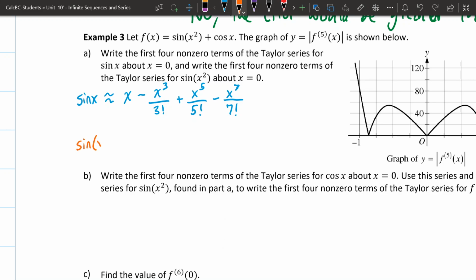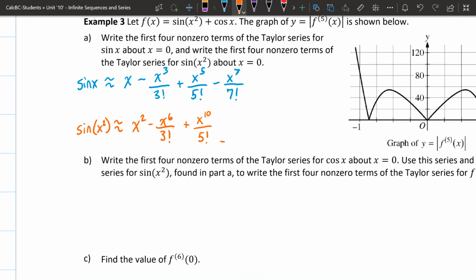So in the previous lesson, we talked about how if we start with our Taylor polynomial for sine of x, now we can just plug in that x squared value. So we should get x squared minus, and then x squared cubed would be x to the 6th power, still over 3 factorial, plus x squared to the 5th power. We multiply those exponents, so that's x to the 10th, still over 5 factorial, minus x to the 14th over 7 factorial. All right, boom. So there's our sine of x squared Taylor series about x equals 0.